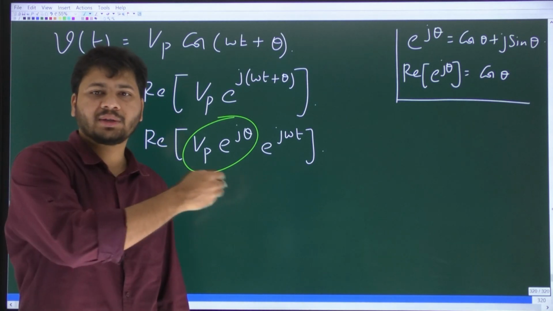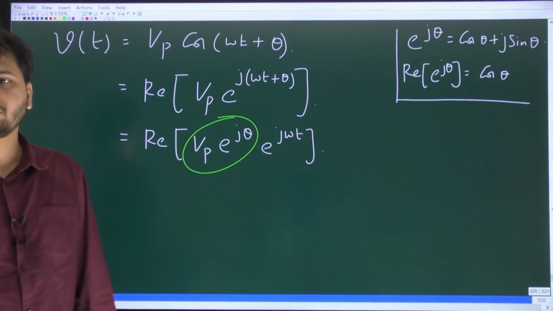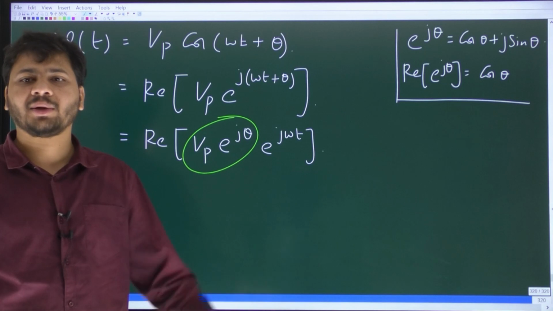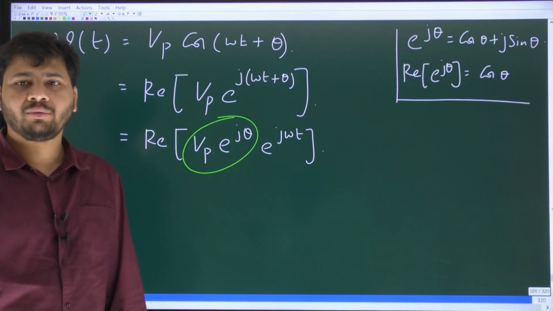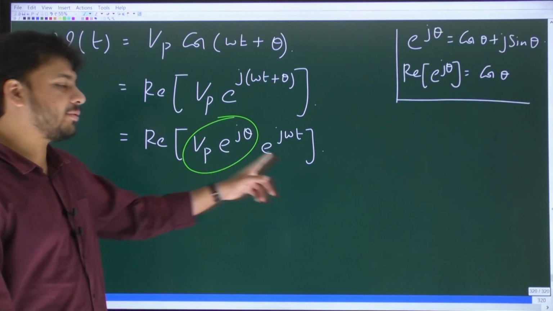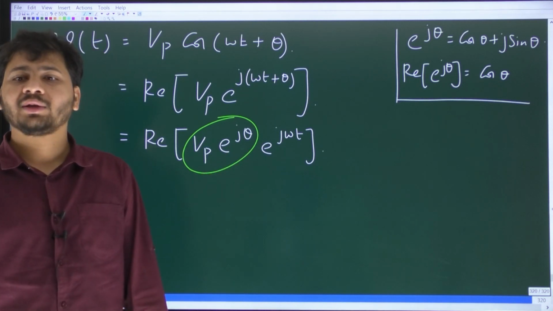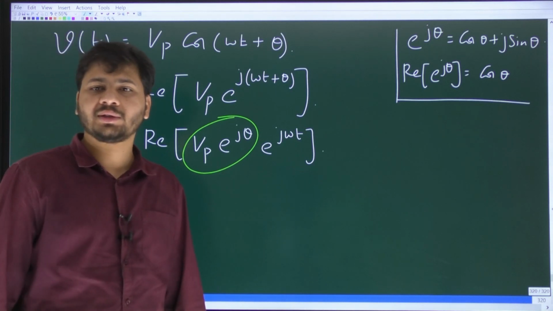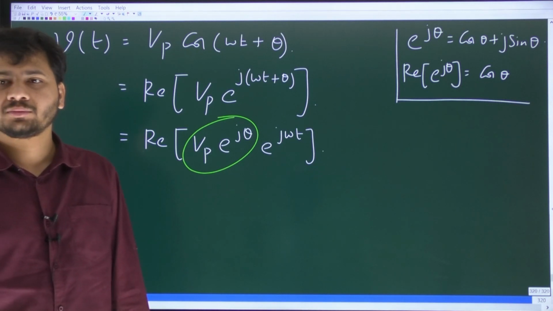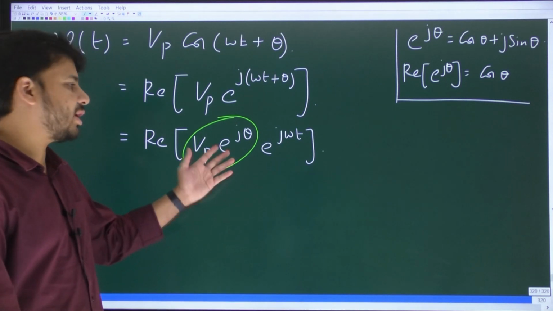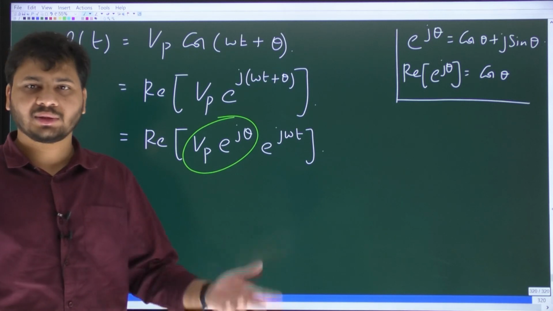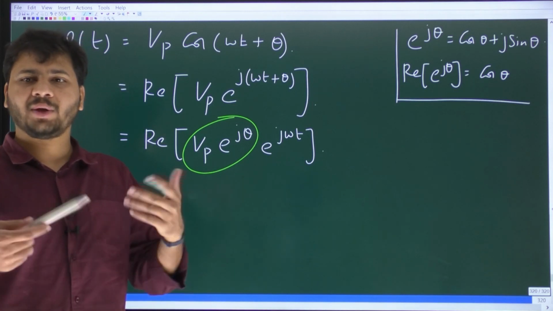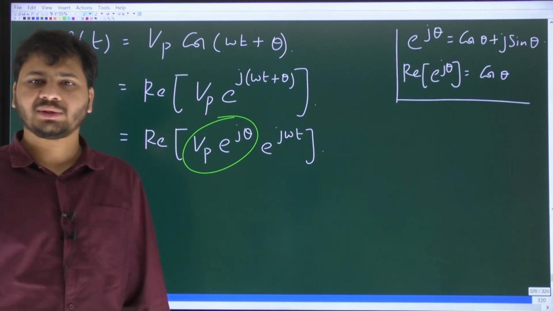What kind of number is this Vp e power j theta? Please tell me, is it a real number or a complex number? Vp e power j theta, which is the multiplying factor of e power j omega t, is it real or complex? It is complex, because e power j theta is cos theta plus j sin theta, or you can say Vp e power j theta is going to be Vp cos theta plus j Vp sin theta.